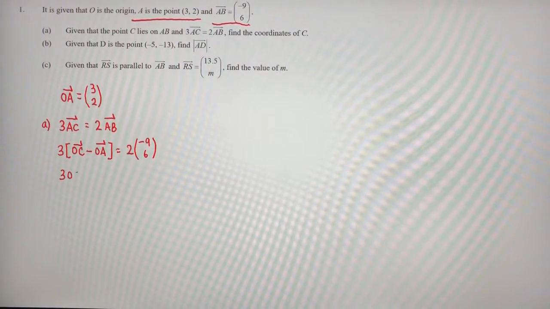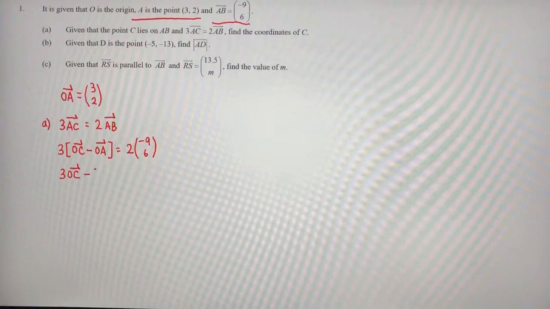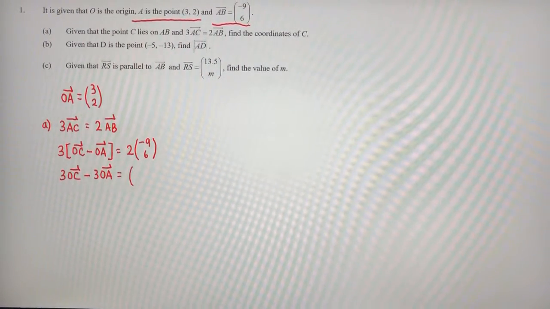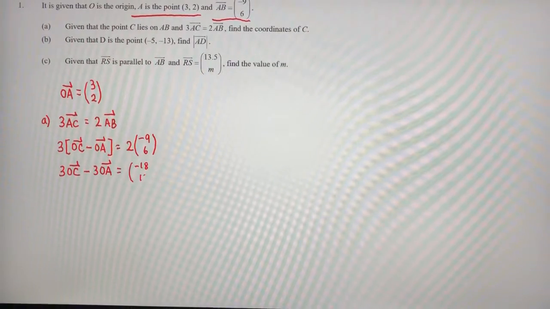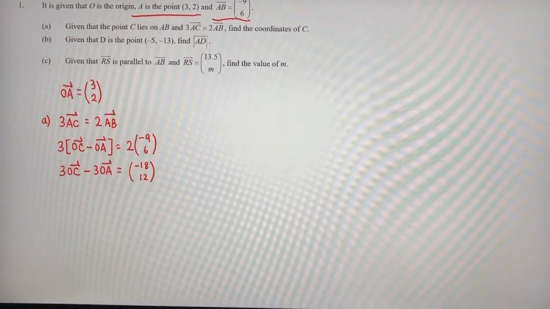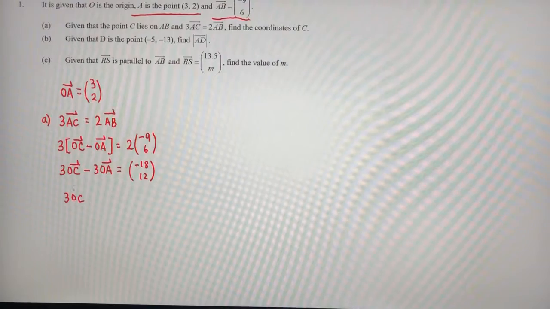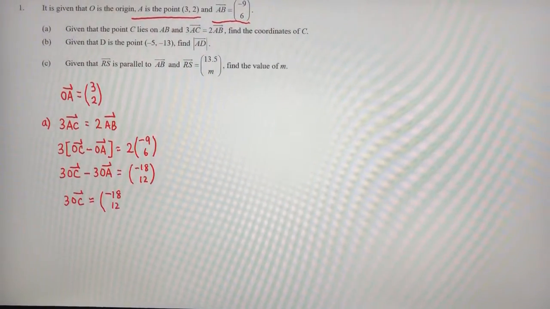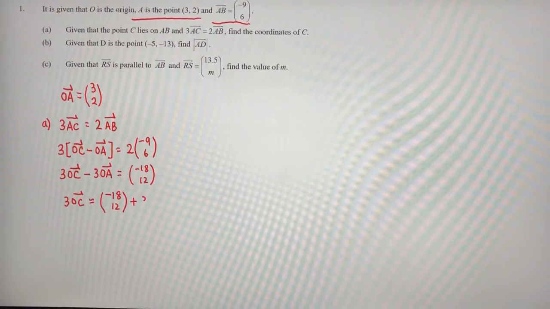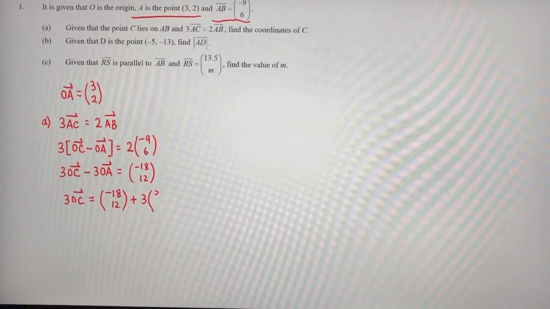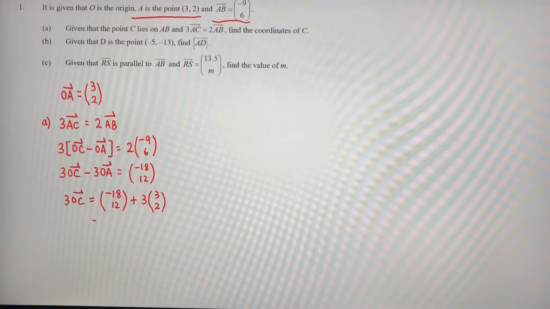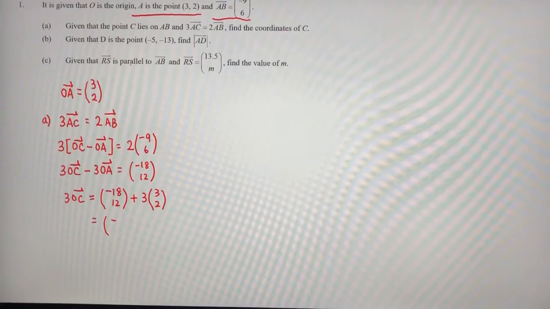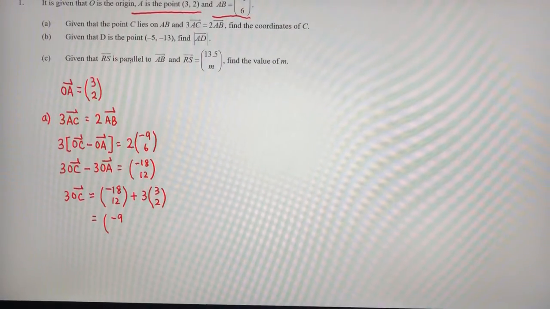The next step of the solving, you can consider expanding the left-hand side by introducing the scalar multiple of 3 to both the vectors OC and OA. And on the right-hand side, you can multiply the scalar multiple 2 to the column vector (-9, -6). Next, make 3OC the subject. Therefore, (-18, -12) plus 3 times vector (3, 2). And with that, you will get (-9, 18).